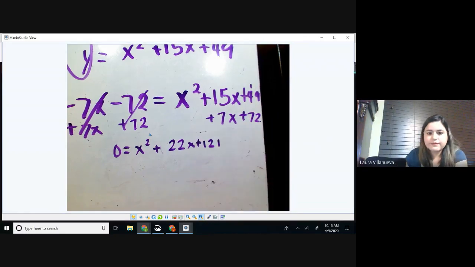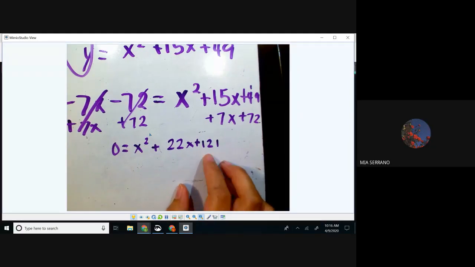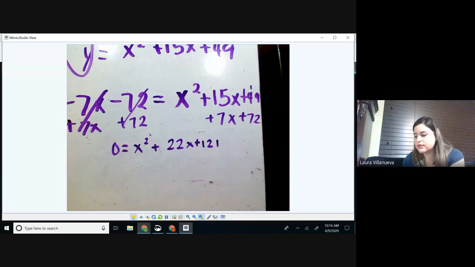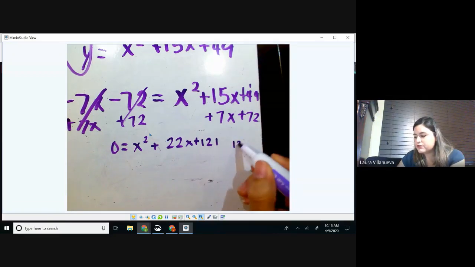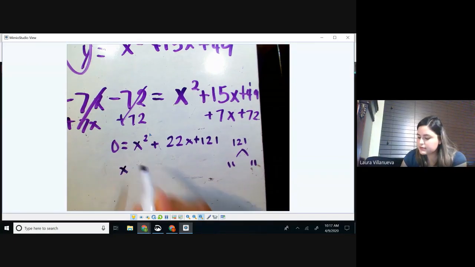And this is positive. And now this is where you need to ask yourself, what situation am I in here? Can I factor this, or do I have to use my quadratic formula? If you think about this, the factors of 121 are 11 and 11, right? 11 plus 11 gives you that 22. But I'm going to use factoring because it's so much easier. So then you have x.